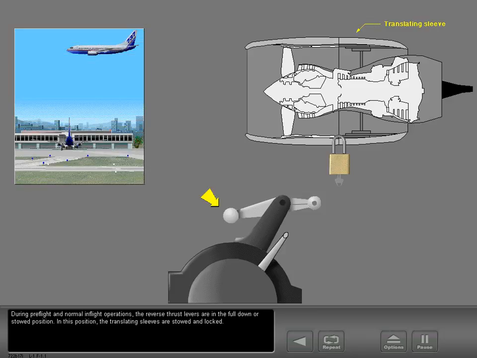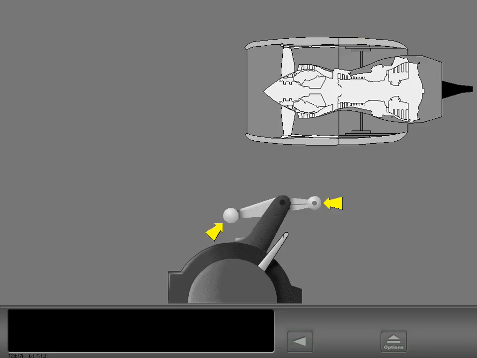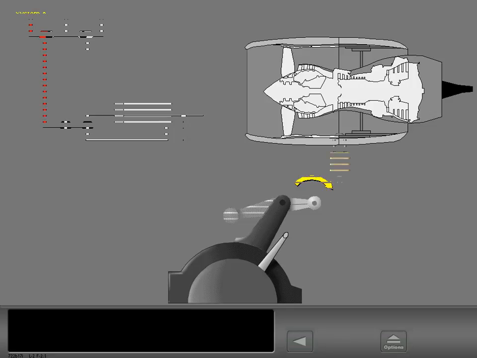During pre-flight and normal in-flight operations, the reverse thrust levers are in the full down or stowed position. In this position, the translating sleeves are stowed and locked. A mechanical interlock in the thrust lever assembly prevents movement of the forward and reverse thrust levers at the same time. The forward thrust levers must be in the idle position before the reverse thrust levers can be moved.